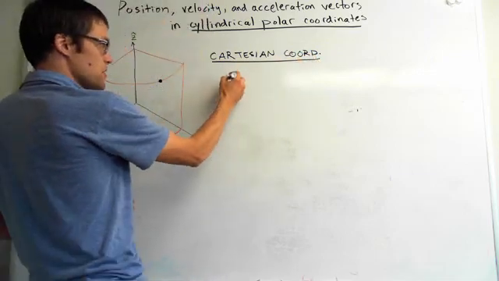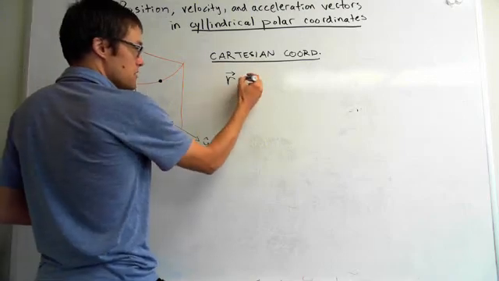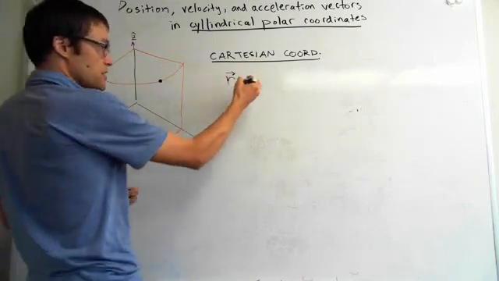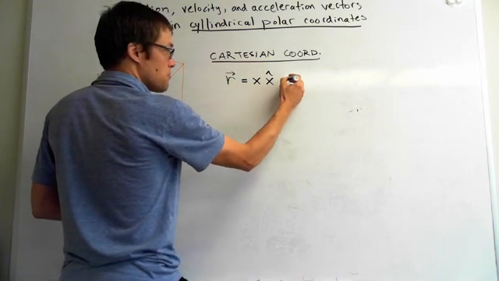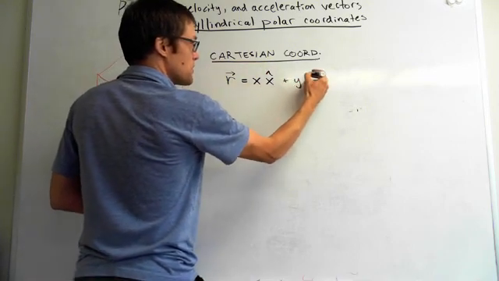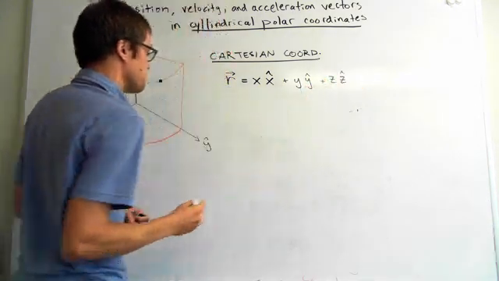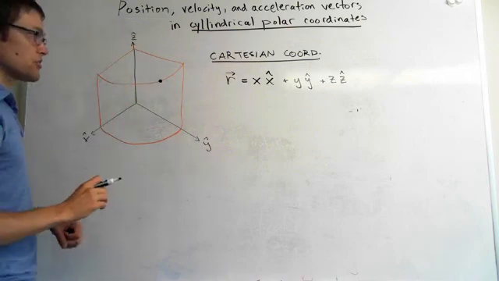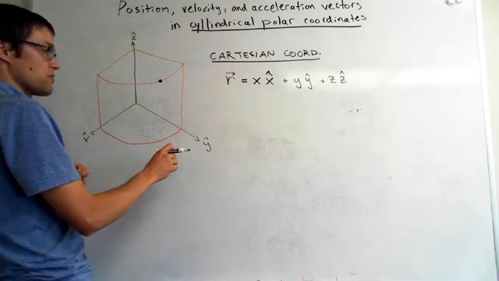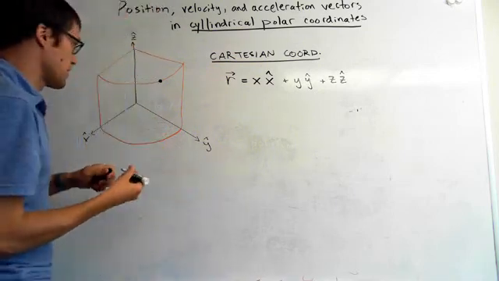Okay, so the position, which we'll represent by r vector, is, as you know, just the x component times x hat plus the y component times y hat plus the z component times z hat. So remember, the x hat, y hat, and z hat are just unit vectors pointing in those x, y, and z directions.